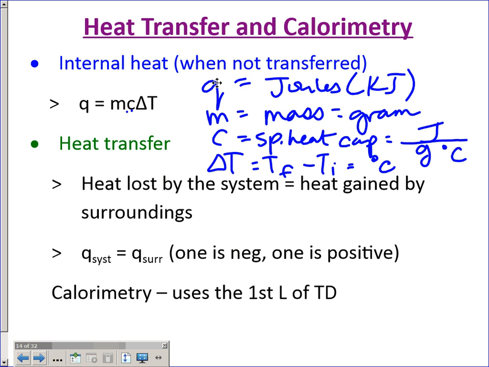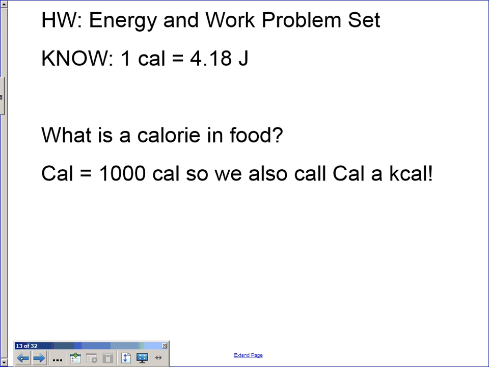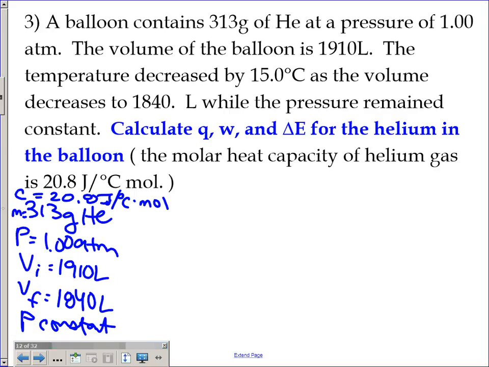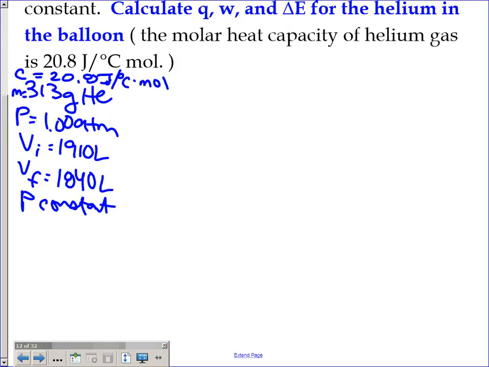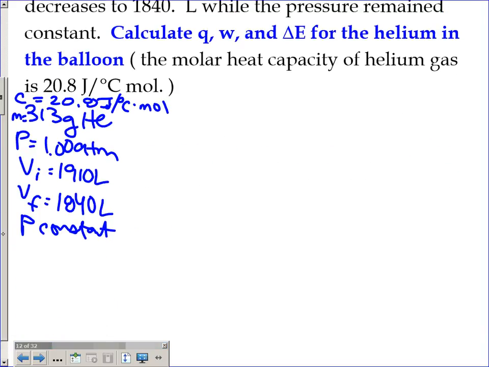All right, so let's go back and finish this problem now. Okay, so let's calculate Q first, since that's part of the question. Calculate Q. So Q equals MCΔT. What do I want to do first? Let's get the grams to moles, because in this case the M will be moles because of this weird mole thing that's happened with my C.